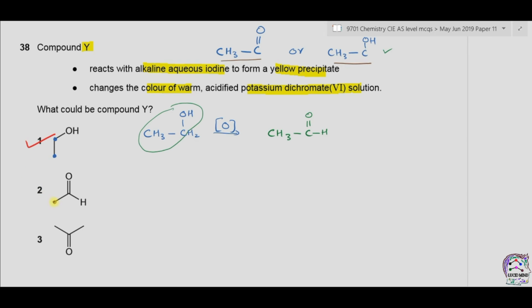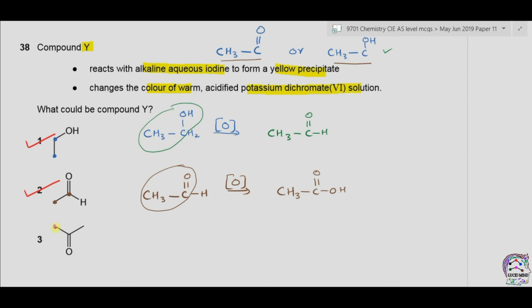Now in compound 2 we can see that we have two carbon atoms and also it is an aldehyde. This can be oxidized into a carboxylic acid. And also we can see that this group is present, which is responsible for yellow precipitate formation. So 2 is also correct.